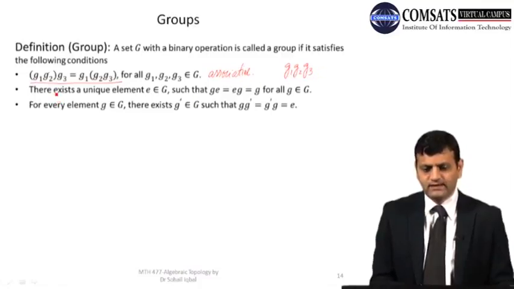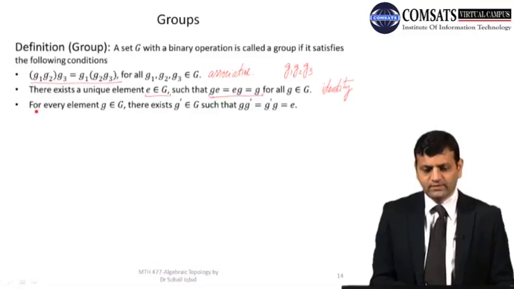The next condition that this set needs to satisfy is that there exists a unique element E. This element E is called the identity element, and this axiom is also called the existence of the identity. This element E must satisfy the following condition: if I multiply any element G of the group with E in any order, there will be no change and the result will always be G.